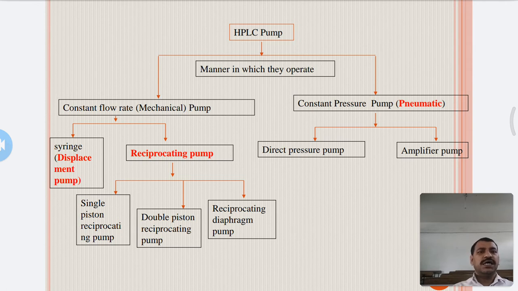Today we are discussing the pump system in HPLC. Different types of pumps are used, such as the constant flow rate pump and the constant pressure pump. Step by step we will discuss, and then the detector. Different types of detectors are used in this HPLC technique. Next we will discuss the differential detector, and lastly the advantages of HPLC.